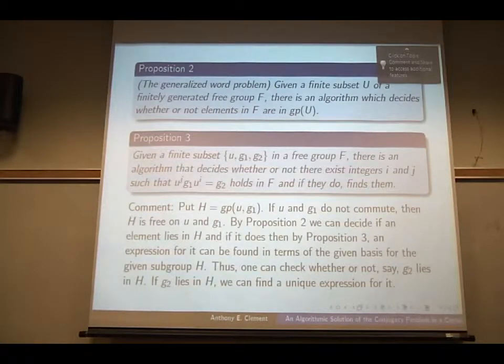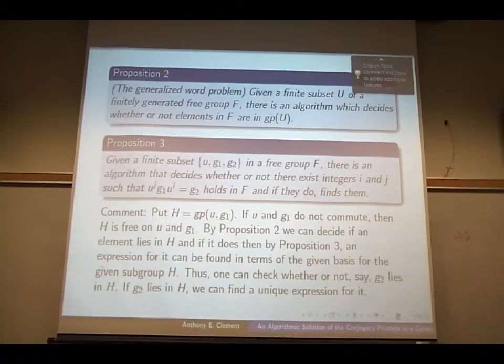So if we put H to be the subgroup generated by U and G1, and if U and G1 do not commute, and in our case we know they do not commute, because U generates a centralizer, so U does not commute with anything outside that, then H is free on U and G1. Okay? So by proposition 2 we can decide if an element lies in H, and if it does, by proposition 3, we get a unique expression for it, because it's in the free group. So one can check whether or not, say, G2 lies in H, and if it does, we can find a unique expression for G2.